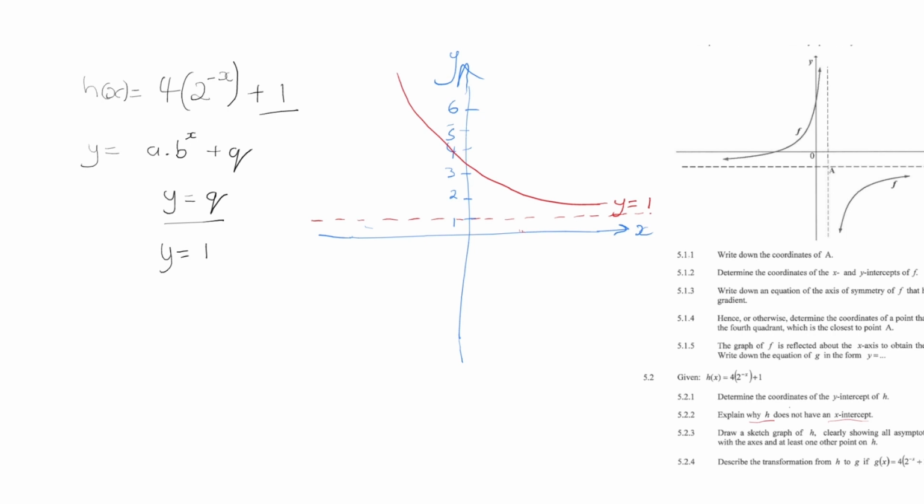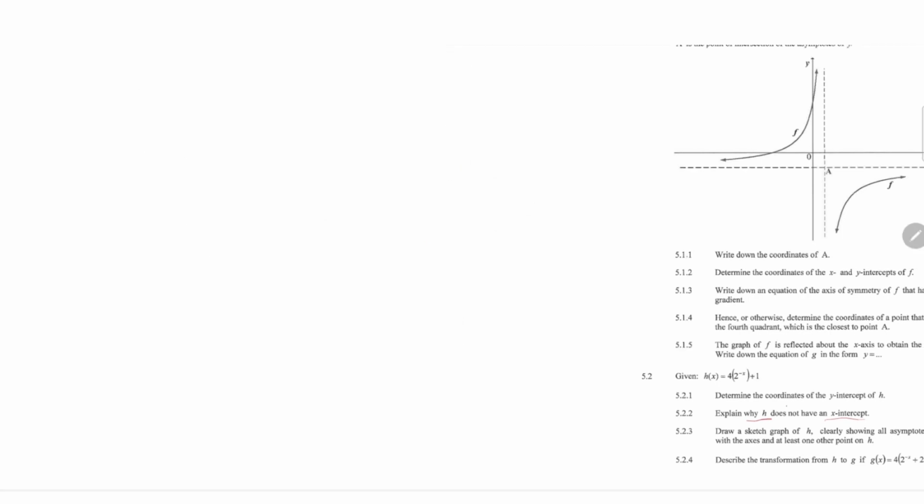5.2.3. Draw a sketch graph of h clearly showing all asymptotes, intercepts with the axis, and at least one other point on h. Alright, so here we are supposed to draw a sketch and show asymptotes, intercepts, and at least one point.